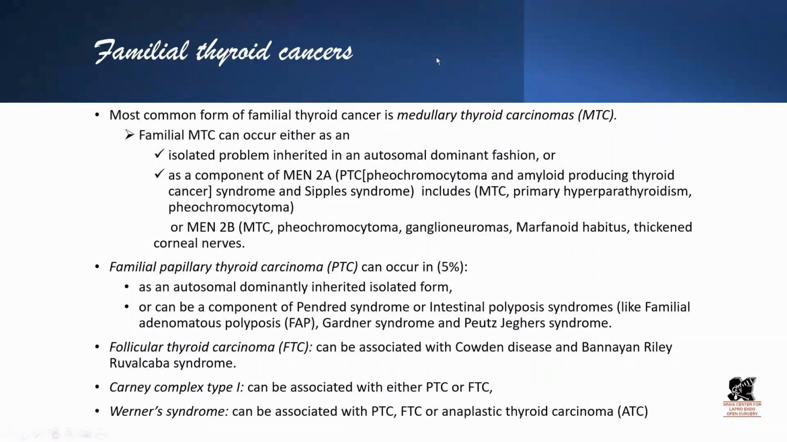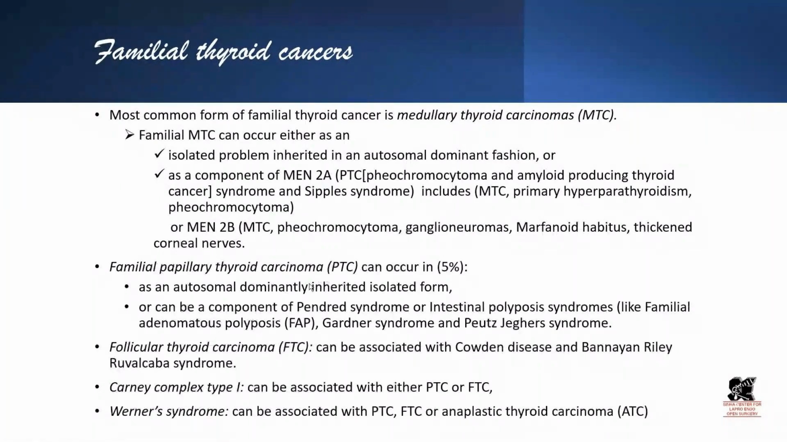And familial medullary thyroid carcinoma can occur either as an isolated problem or more commonly as a component of the MEN syndromes. 95% of the time, it is associated with MEN2A, which is also known as PTC, pheochromocytoma amyloid producing thyroid cancer, or Sipple syndrome, which includes primary hyperparathyroidism and pheochromocytoma. In only 5% of cases, you'll find an associated MEN2B type, right?